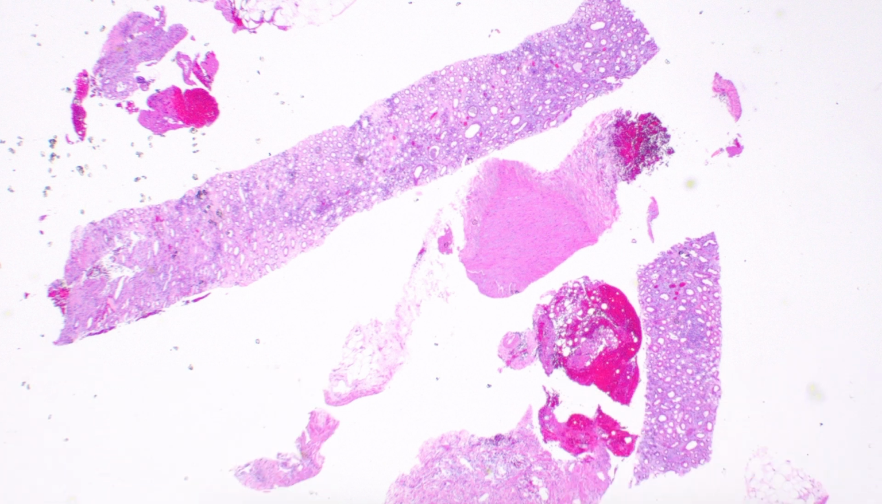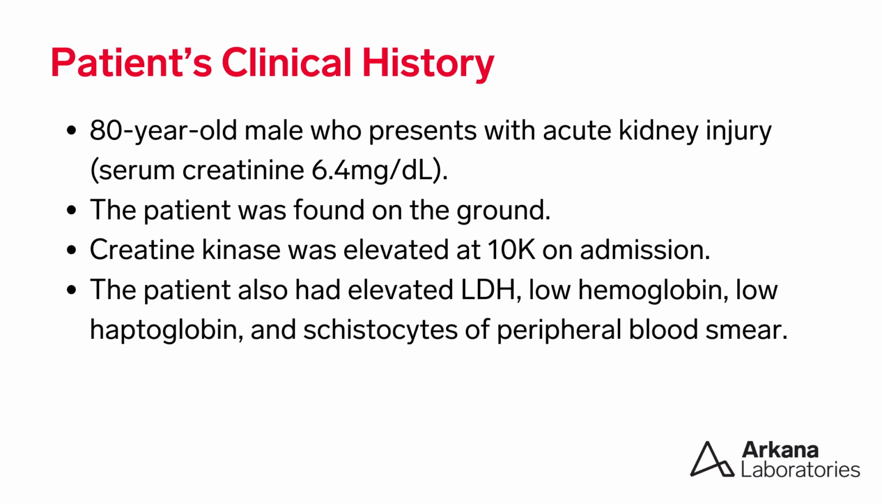Today I have an interesting case that demonstrates that even with small, suboptimal renal biopsies, we can reach a diagnosis. Awesome. What do we have? So the patient is an 80-year-old male who presents with acute kidney injury, serum creatinine 6.4 milligrams per deciliter. The patient was found on the ground after a fall. Creatine kinase was elevated at 10K on admission. The patient also had elevated LDH, low hemoglobin, low haptoglobin, and schistocytes on peripheral blood smear.